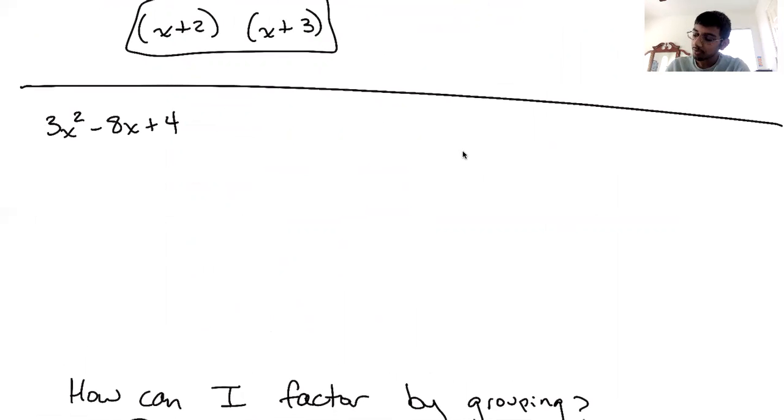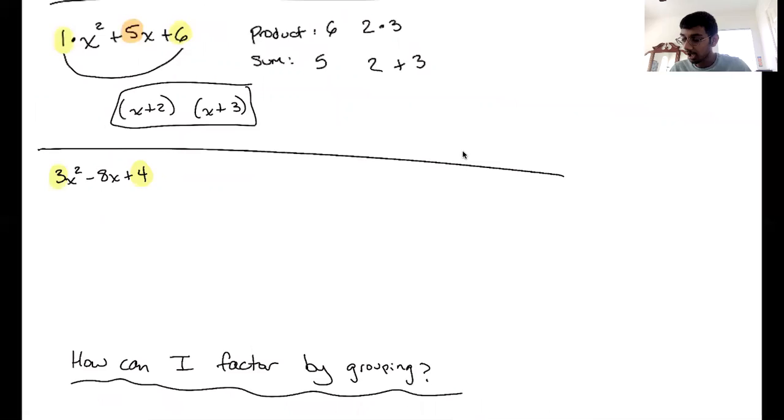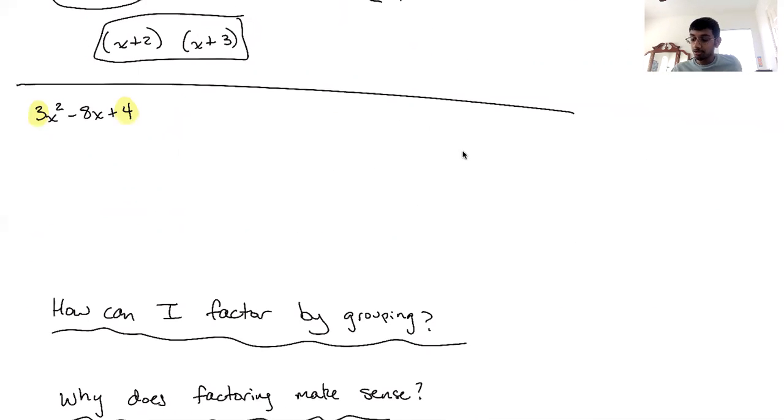Because now it's not 1 in front of the x squared, right? It's a new number. So how can I do this? It's the same thing, right? Because we just multiply 3 times 4, because this is our a and this is our c. If we look at our rules again, we're multiplying a times c. So the product is going to be 3 times 4, so the product would have to equal 12.